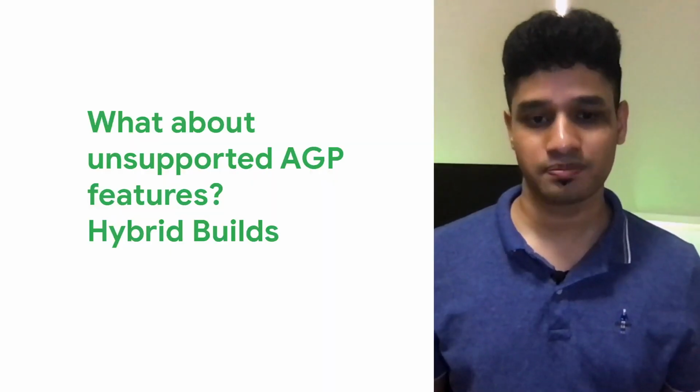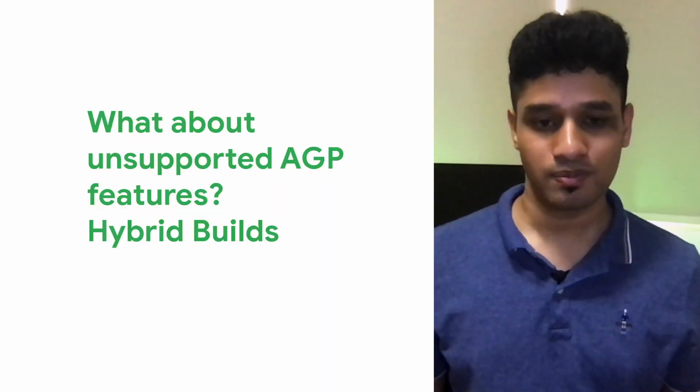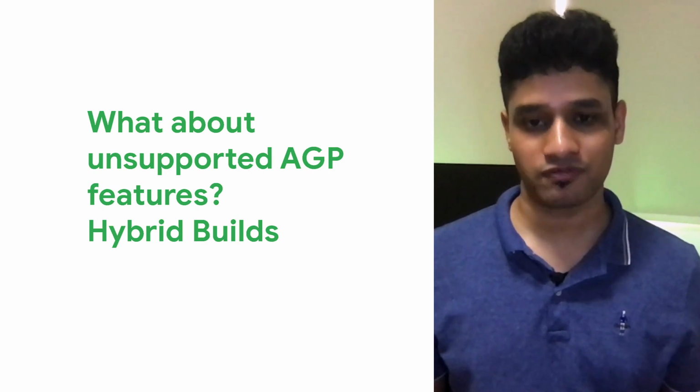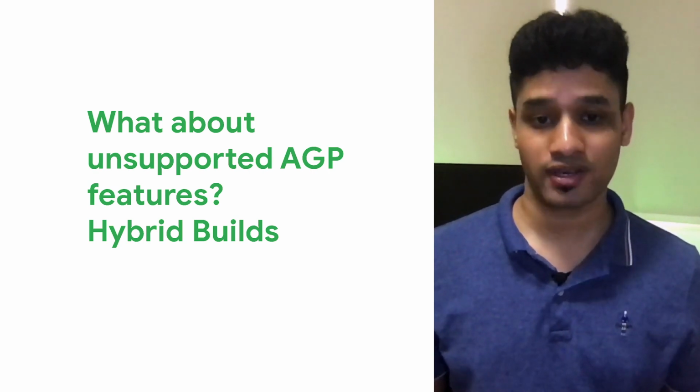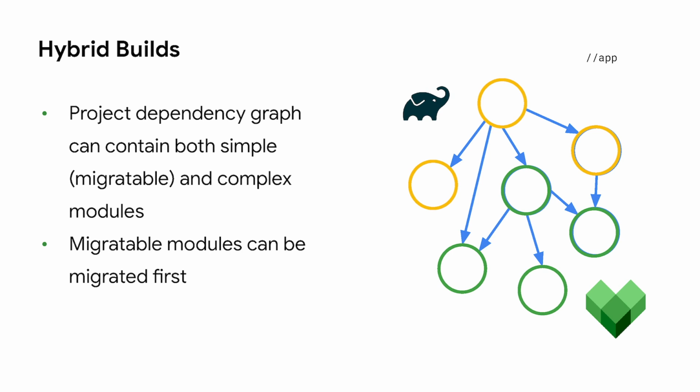While this works for simple applications, what about unsupported Android Gradle plugin features that might require refactoring? Our solution to this problem is what we call hybrid builds. Hybrid builds work on the premise that a large project's module dependency graph can contain a variety of modules ranging from simple Java or Kotlin libraries to advanced Android libraries. Among these modules, some simple modules can be safely migrated to Bazel.